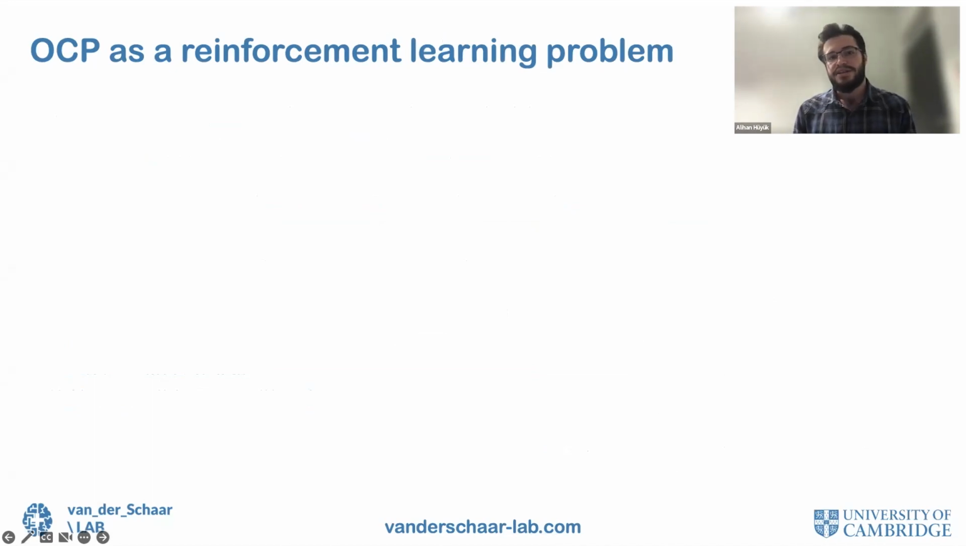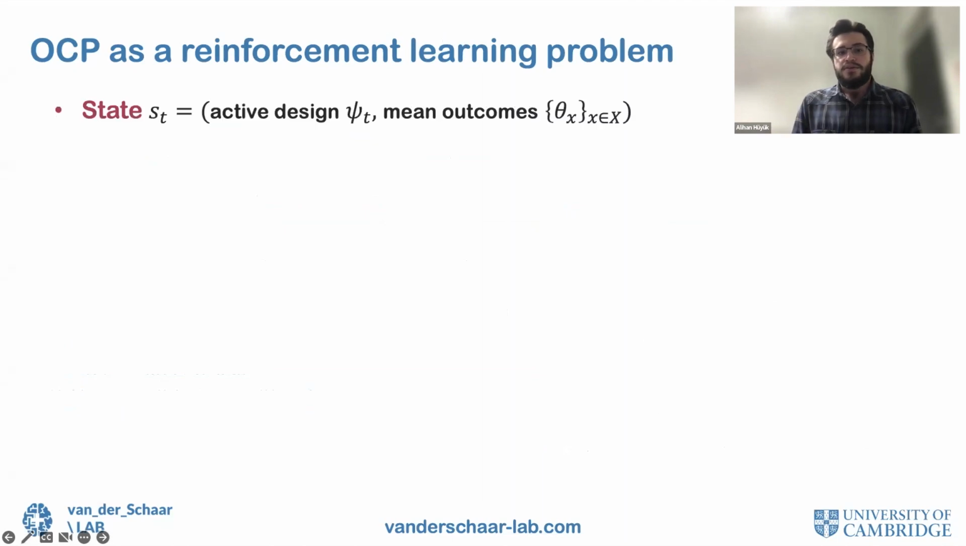That's why I want to highlight that you can think of the optimal commitment problem as a specific instance of a reinforcement learning problem. First, the states here consist of the active design that is currently being followed. This design might dictate what is the targeted sample count, what is the targeted population, and so on. And there are mean outcomes associated with each population that is considered.